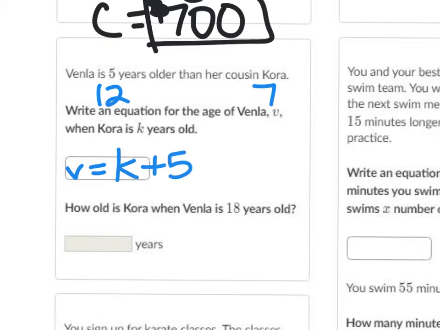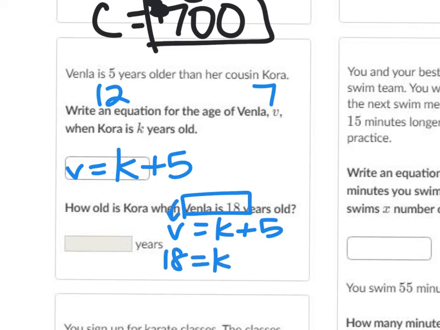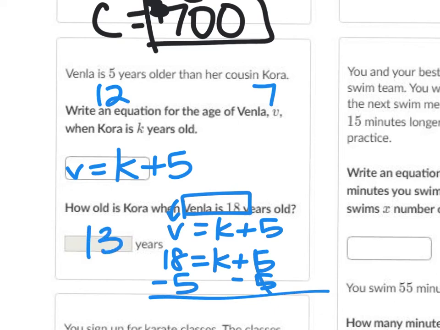So how old is Cora? Now it's telling us that Venla is 18. So we're going to plug that in for the V. So 18 equals K plus 5. Here's where you're going to solve that equation by subtracting 5 from both sides, right? So Cora is 13 years old when Venla is 18, a 5-year age difference.